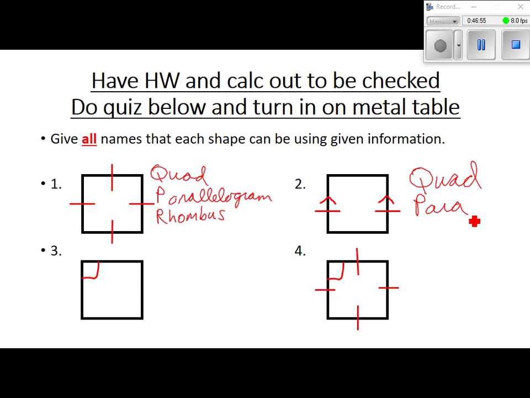Then what do we check? Rhombus. Is it a rhombus? We don't know. We don't have enough information, do we? So where do we stop at?